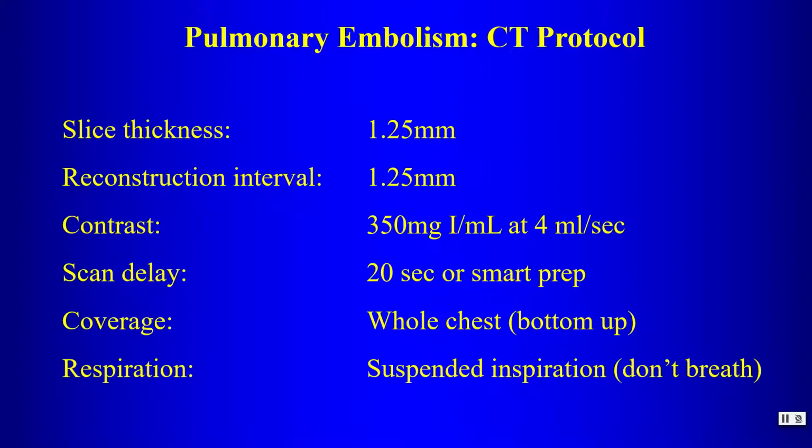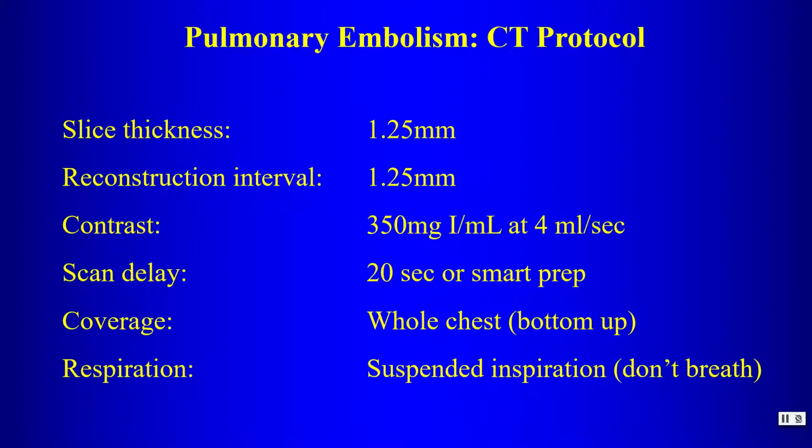The scan delay, we like to use bolus tracking or smart prep, as it is called on the GE scanners. So there we take some low dose images over the pulmonary artery every 1 or 2 seconds until the contrast opacifies the pulmonary artery, and then we start scanning. Coverage, we want to scan the whole chest.